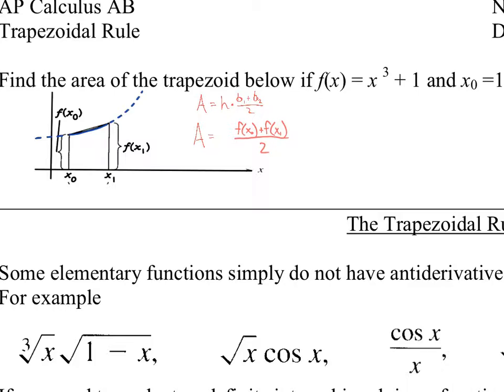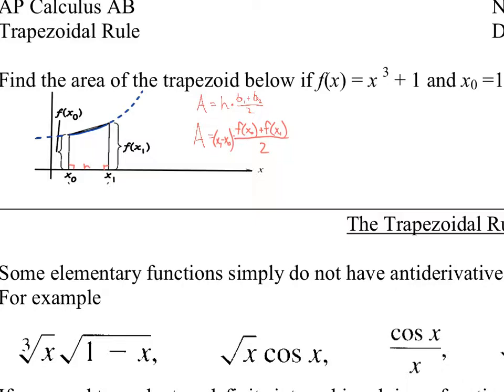So we'll put this over here. x sub 1 minus x sub 0 is our height. There's our height. It's perpendicular to the two bases. And here's our base 1 and base 2.